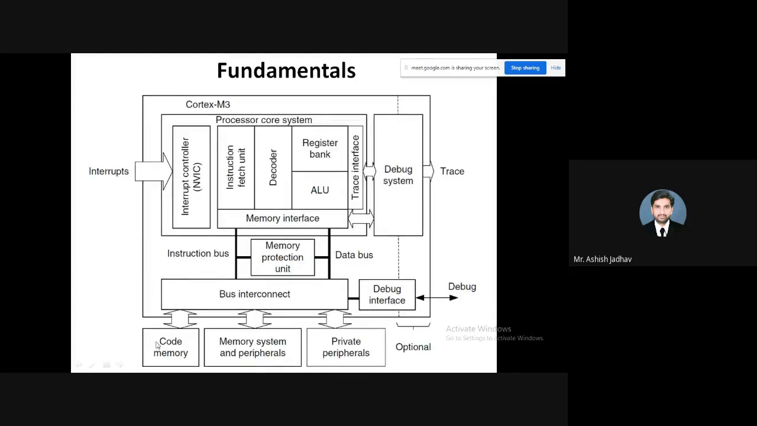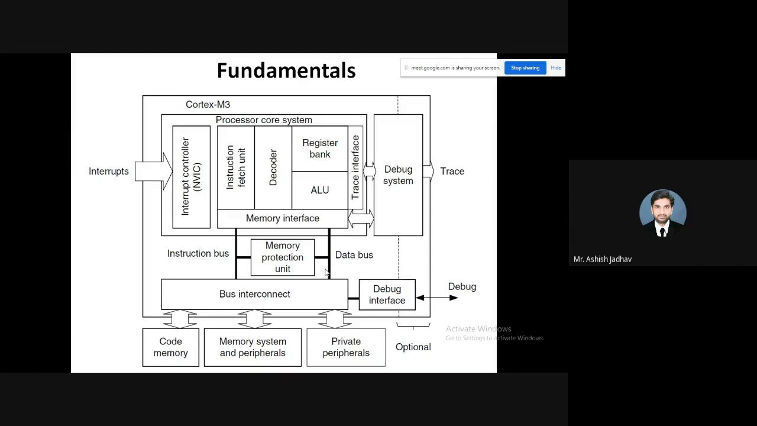A lot of things you can interface externally. If I want to interface code memory, you can do this via this bus interconnect. Then you can interface the memory system and peripherals. You can interface private peripherals, and some of the things are optional. If you are executing instructions which are stored outside of the processor, they will be taken into the processor through this instruction bus. And if you are saving some data outside of the processor, it will be accessed through the data bus. So these are the different things in a Cortex M3. You have a separate instruction bus and data bus, right?